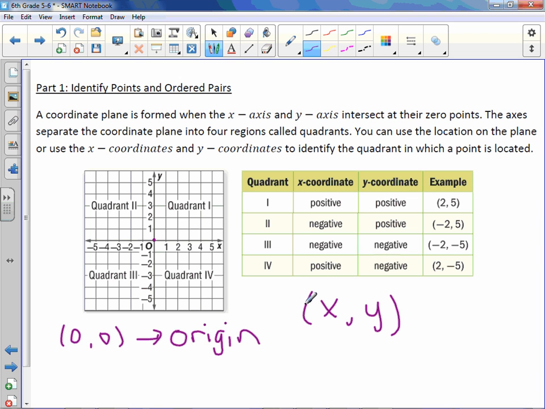Now, coordinates or ordered pairs must be shown as 2 numbers in parentheses with a comma separating them. So these are all coordinates or ordered pairs.